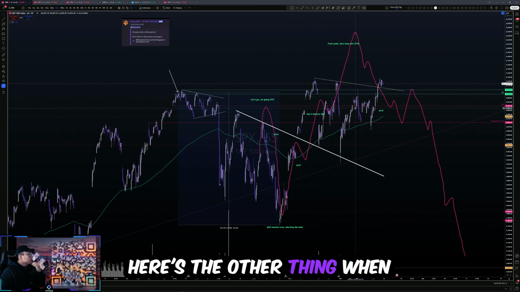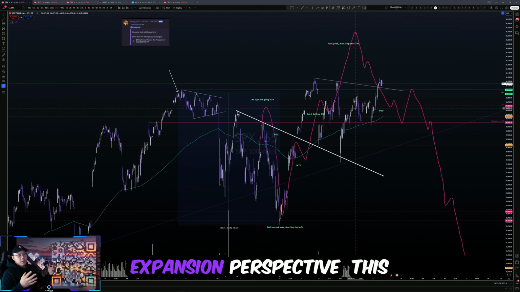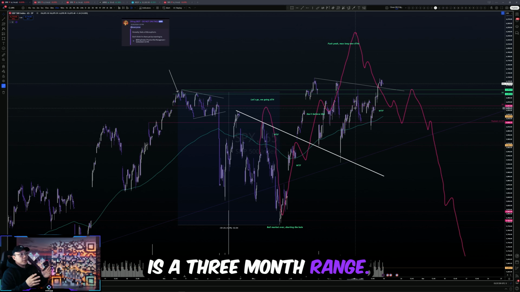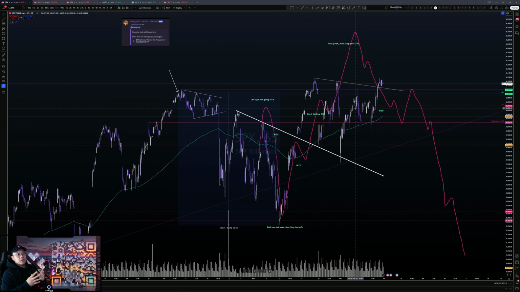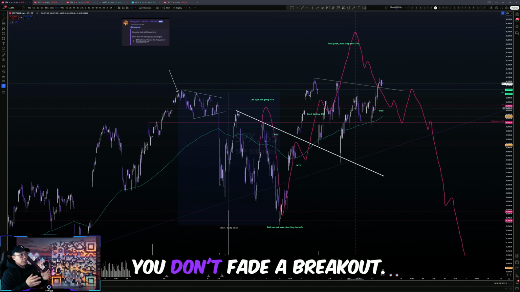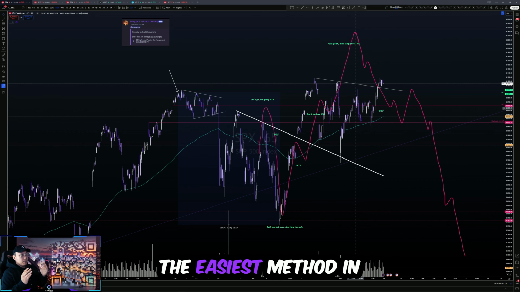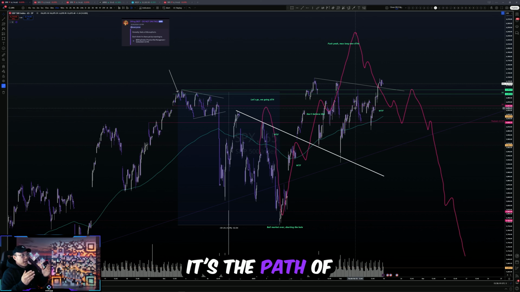Here's the other thing. When we're taking a look at price action from a very simple contraction expansion perspective, this is a 3-month range. You don't fade a breakout of a 3-month range. You just don't. Especially when we're in a bull market, we're about to hit new all-time highs. You don't fade a breakout. The easiest method in trading this is by longing. It's the path of least resistance. It's not down, it's up.